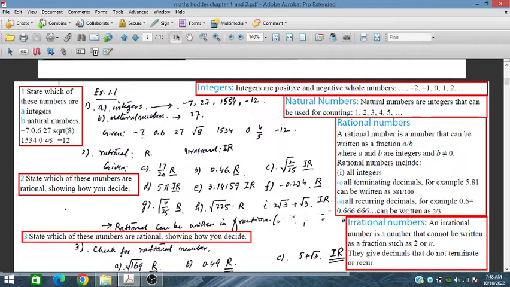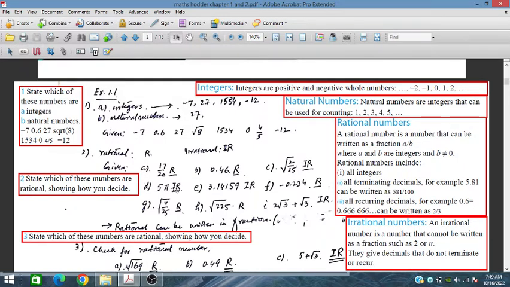Given these numbers, we have to find which are rational or irrational. Which of these numbers are rational? Show how you decide. 17/20 can be written in a upon b form, so this is rational. 4.6 can be written as 46 divided by 100, so it's a rational number. 2 divided by square root 25 is 2 divided by 5, the square root is a whole number, so this is rational. The square root of a non-perfect square is not a whole number form, so this is irrational.